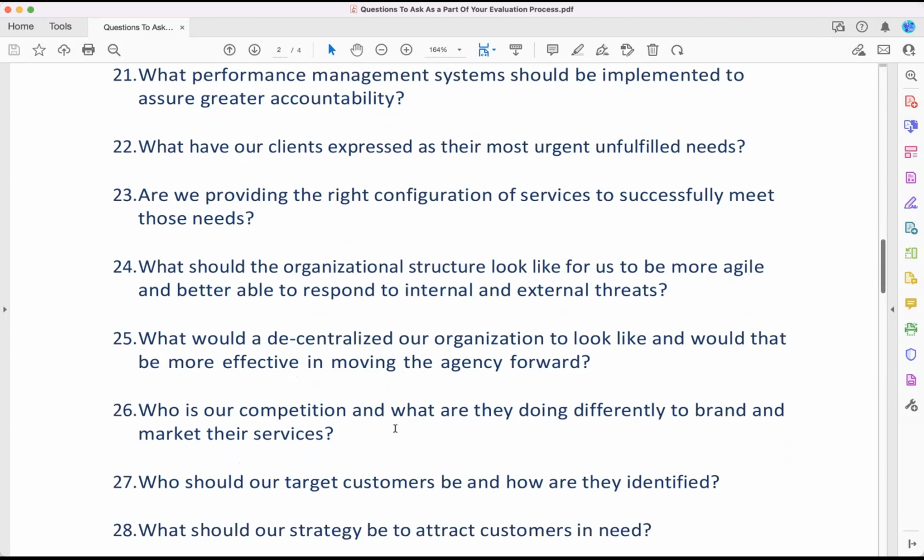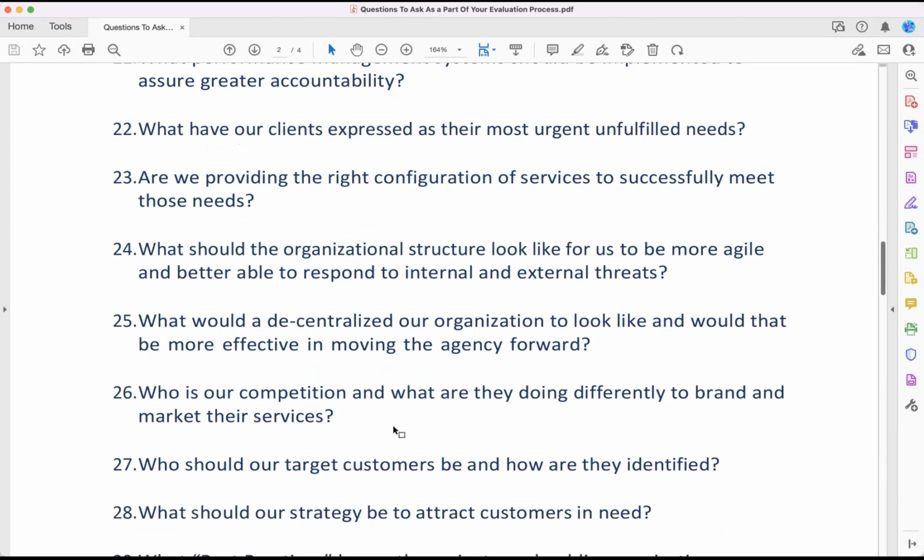So then something else you want to think about is, who is your competition and what are they doing differently to brand and market their services? So if you find that there is another organization that is going to be providing workforce development training, they're also doing certifications, they're also doing upskilling, all the great things that you're doing, or at least really similar to what you're doing. Look at what they're doing differently to brand and market their services and which groups they're attracting.